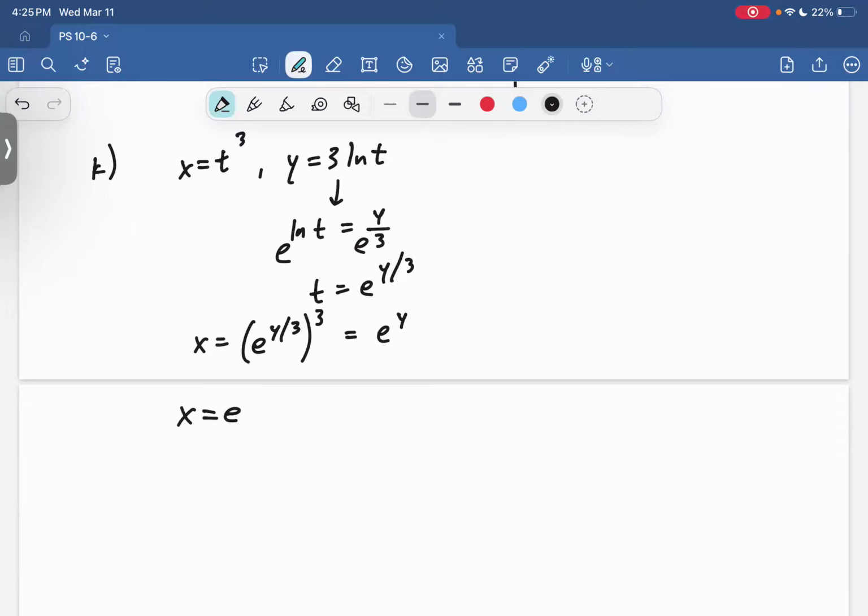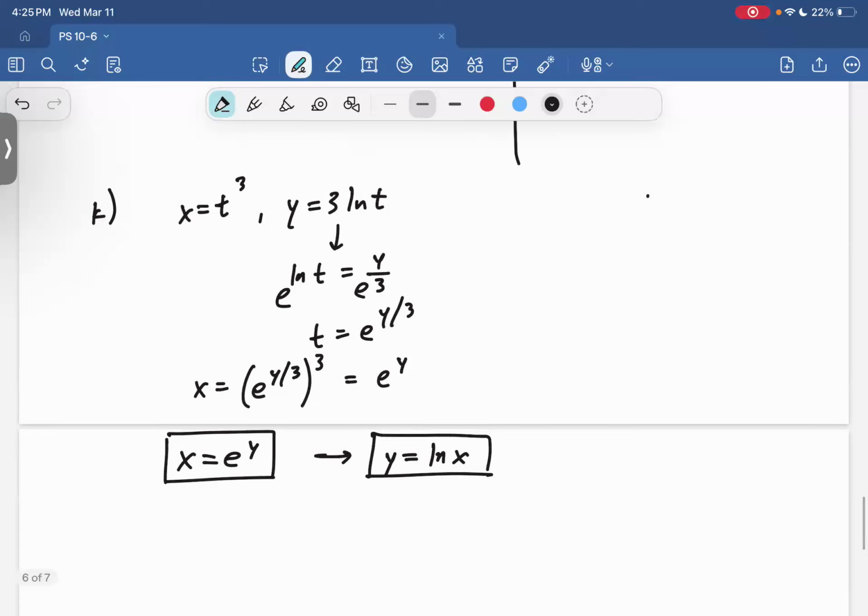So this is one way of writing our rectangular equation. But we can also take the logarithm of both sides, and we would just get y equals ln x as our answer. And so do we remember the graph of ln of x? Hopefully, Lord willing. It's just this graph here, right? The exponential graph flipped across y equals x.